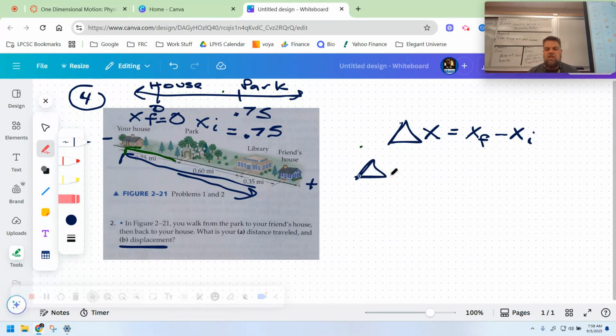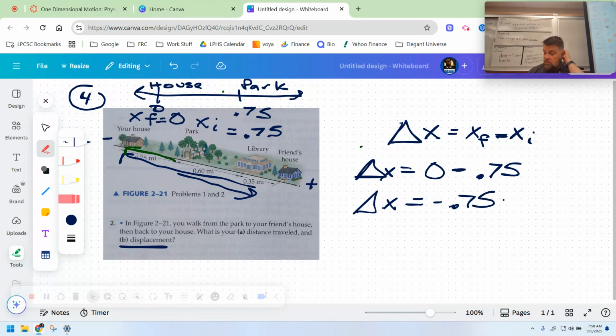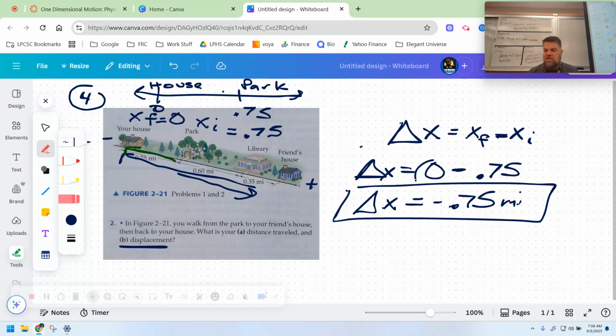So to find the displacement, I'm simply going to take 0, and then I have to put a minus sign, right, because that's what the formula is, minus our initial position, which is 0.75. Okay? So then my displacement, delta x, is really just negative 0.75 miles. Does that make sense?